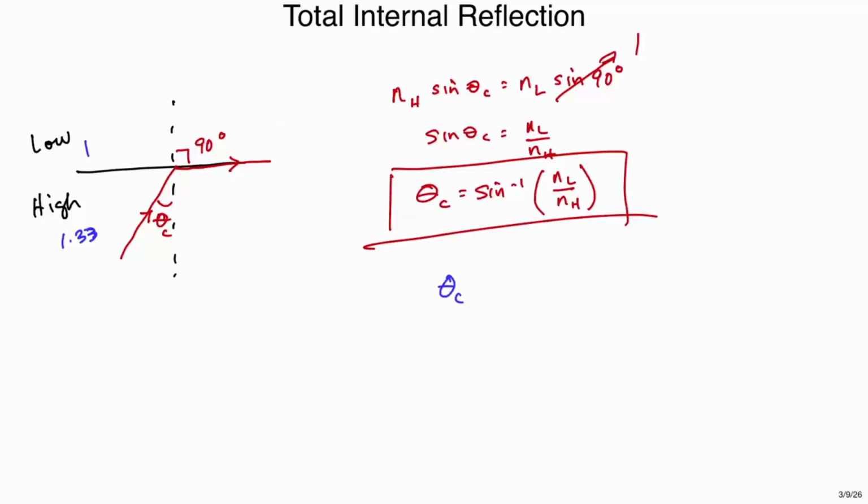If I calculate this critical angle, get your calculator out, somebody tell me what this is. The low is 1 and the high is 1.33. What is this angle? It's going to be close to 49 degrees. 48.7. 48.7, so we'll just round it to 49 degrees, okay?